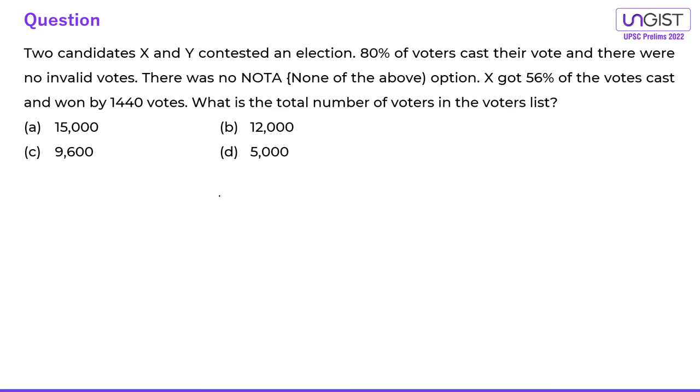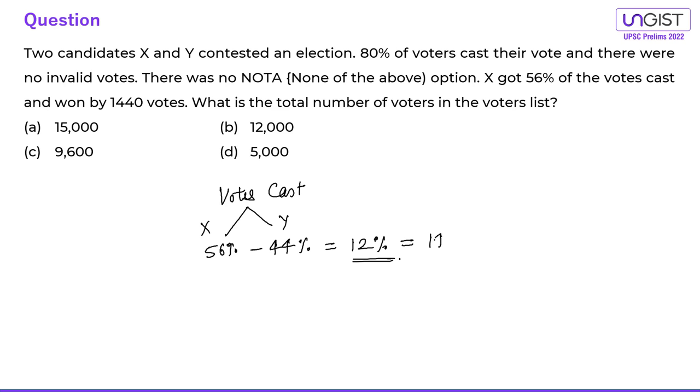Okay. Guys, votes cast. If X got 56% of the votes cast, then obviously two candidates are there, X and Y, so Y must have got 44% because there is no invalid vote, right? So 44 and 56, the difference is 12%, right? So 12% is the difference between winner and loser, which is given as 1440.